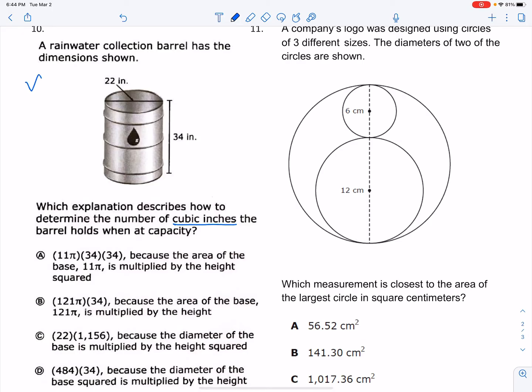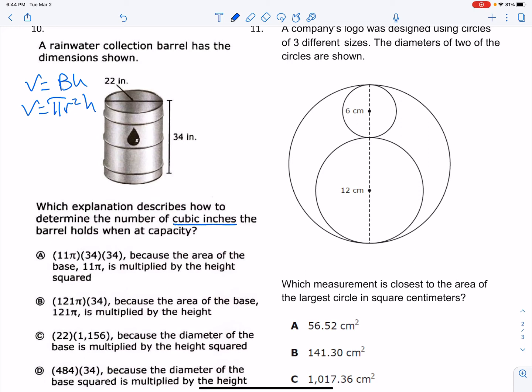And we know our volume formula, our main formula, is capital B times H. Our capital B in this particular instance is going to be a circle, so that's pi r squared times h. Since I do have some numbers in there, I would actually plug in my values.